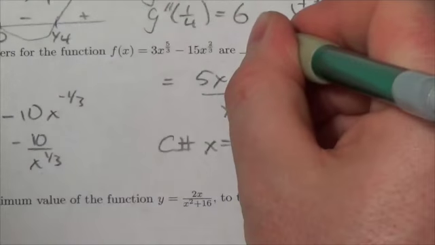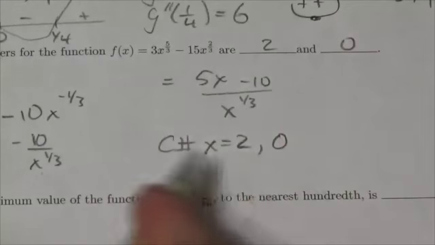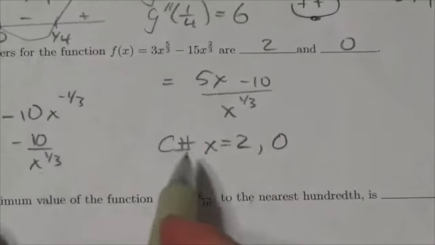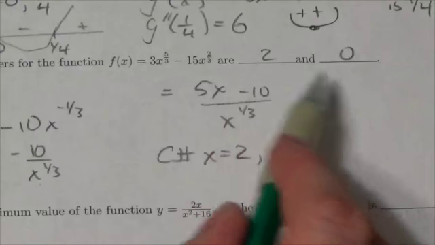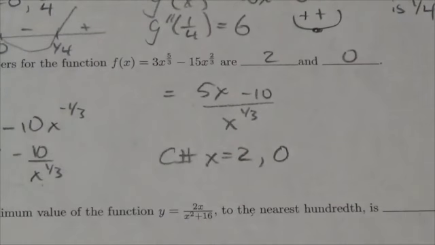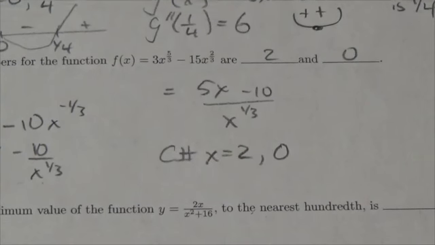So the two critical numbers here are going to be 2 and 0, and those work. First of all, they're the only two that we found, so that has to fill in those blanks. And again, the original function's domain was all reals, so there was nothing that I needed to reject as an answer.